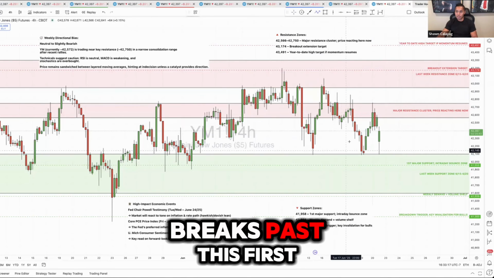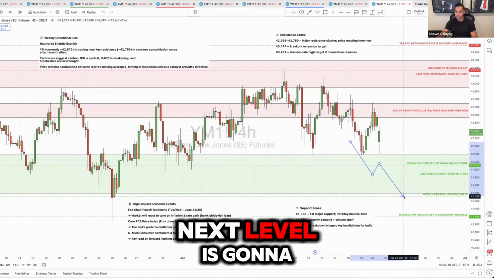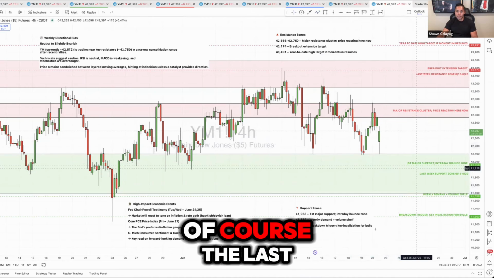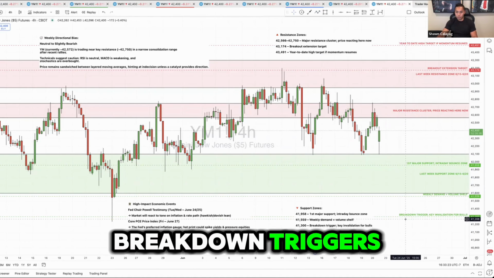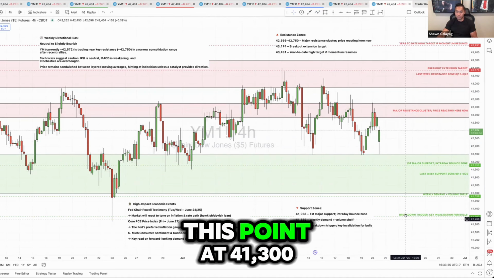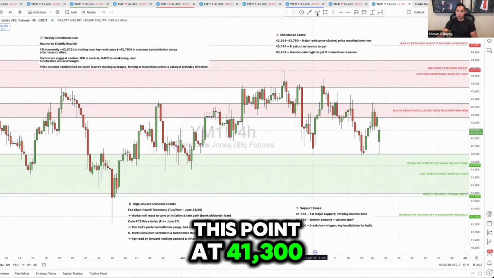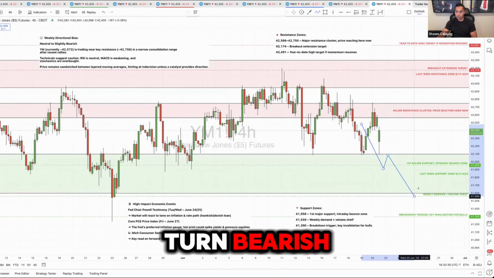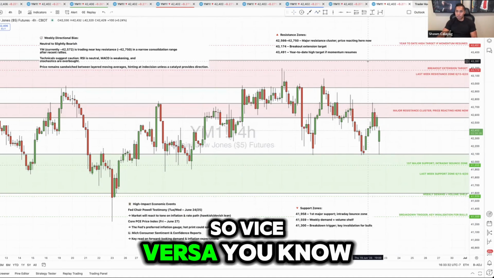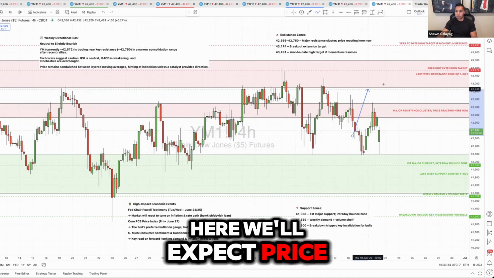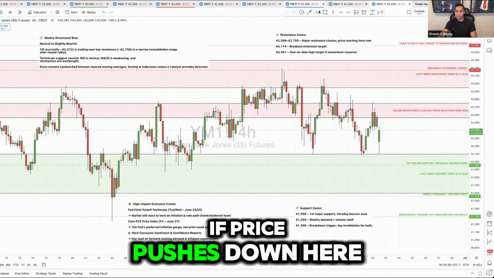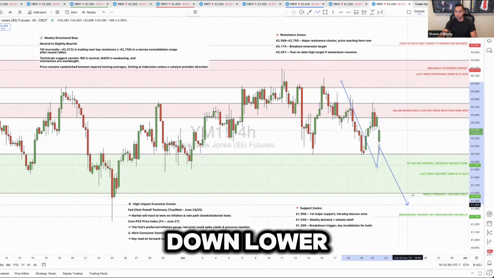So again, if price breaks past this first major support, next level is going to be right there. And of course, the last level down here is going to be the breakdown triggers. So if price reaches this point at 41,300, we'll expect price to turn bearish. So vice versa, if price pushes up here, we'll expect price to push up higher, bullish. If price pushes down here, we'll expect price to push down lower.